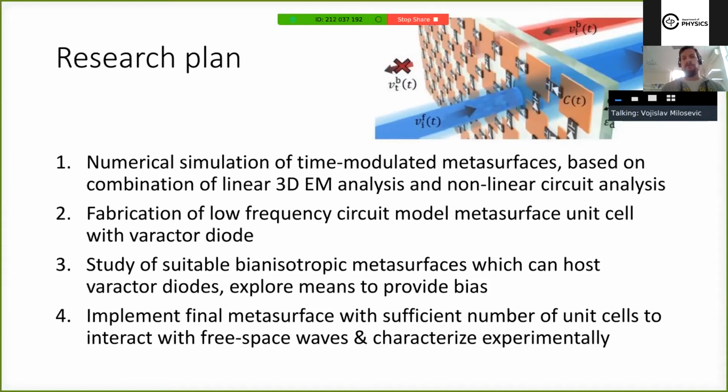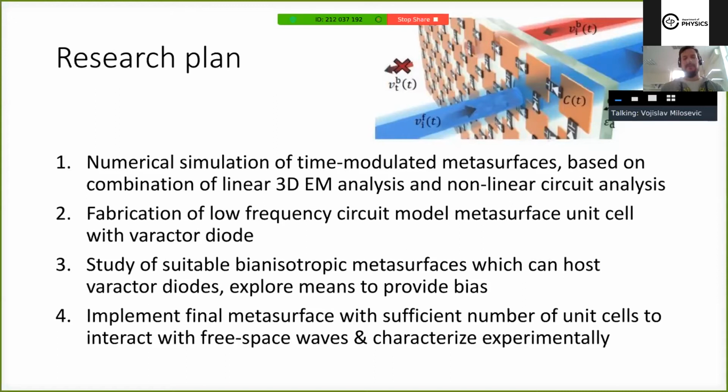electromagnetic simulators, allow only linear time invariant materials. So our plan for this is to use combination of 3D electromagnetic analysis and nonlinear circuit analysis, which may be some time domain simulator like SPICE or harmonic balance simulator. And we wanted to first manufacture a low frequency prototype of the unit cell of this metasurface, because we can simulate the propagation on a metasurface with just a single unit cell, which is connected with transmission lines to some transmitter and receiver, and to implement this varying capacitance with the help of Varactor diode.